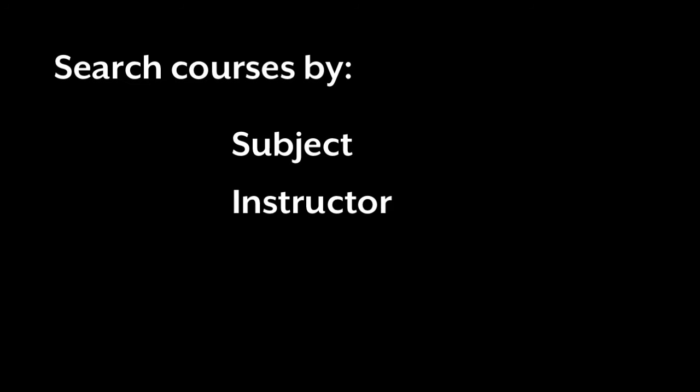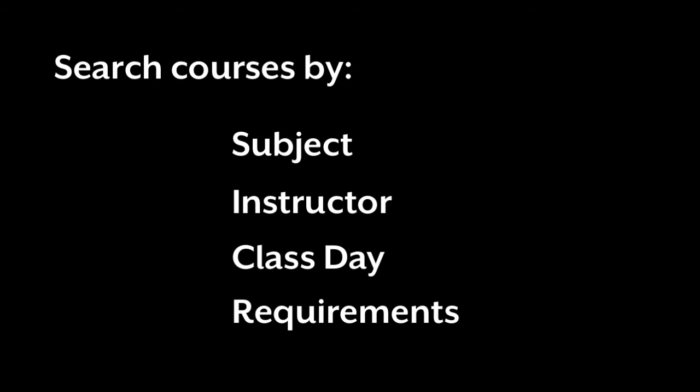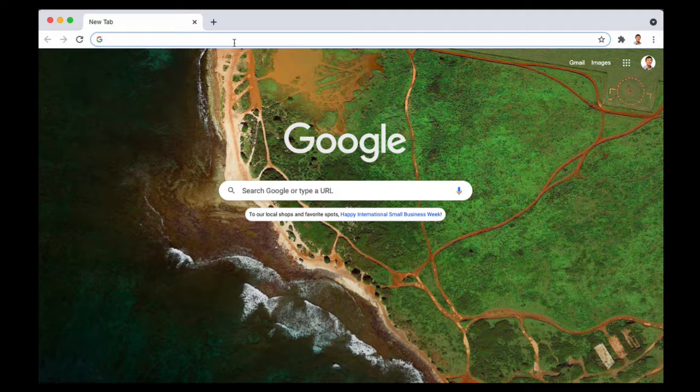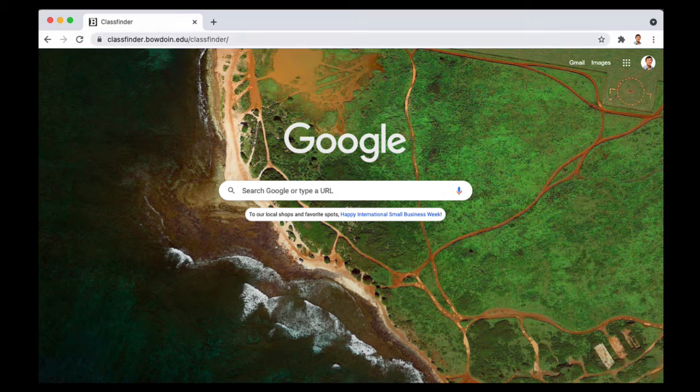Classfinder is a tool that allows you to search course offerings in a certain semester by subject, instructor, class day, requirements, and more. You can access Classfinder through Polaris, or navigate directly by going to classfinder.bowdoin.edu. The sidebar on the left contains the search parameters, and they can be combined.